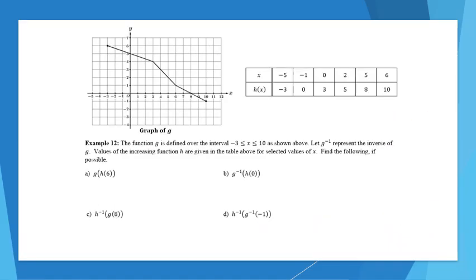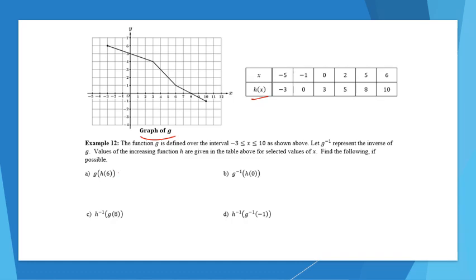Example number 12, the function g is defined over the interval from negative 3 to 10. So that's g. Let g inverse represent the inverse of g. The values of the function h are given in the table above. Find the selected values if possible. And so let's take a look at this.